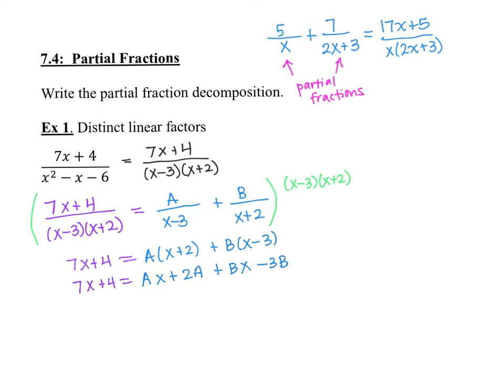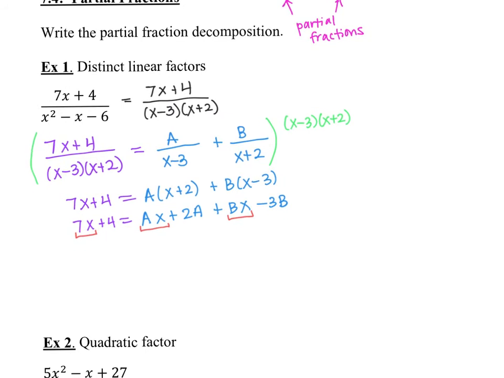Now I'm going to create a system of equations using the fact that the like terms on the left side must be equivalent to the like terms on the right side. So what am I saying? On the left side, I see a 7x. On the right side, I see an ax plus bx. So it must be true that 7x is equal to ax plus bx so that the like terms on the left side and the right side match up.